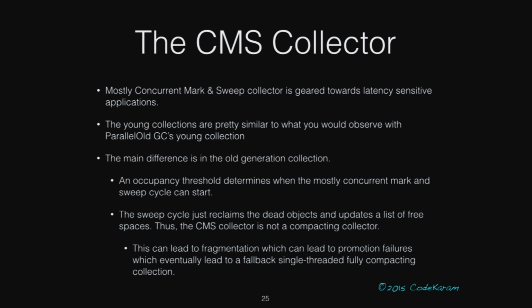So the CMS collector is not a compacting collector. There is a fallback compacting collector, but CMS itself is not a compacting collector. So when you have a long-running application using CMS, you will see fragmentation, right? And what happens when you have fragmentation? You have free space, but the promoted object is not able to fit into that free space. So then you encounter a promotion failure. Promotion failures eventually lead to the full single-threaded compacting fallback collector, right?